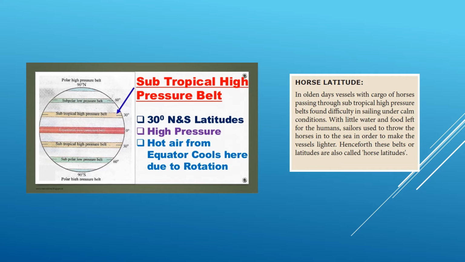In the olden days, this belt was also referred to as the horse latitude because vessels with cargo of horses passing through subtropical high pressure belts found difficulty in sailing under calm conditions. With little water and food left for the humans, sailors used to throw the horses into the sea in order to make the vessels lighter. Henceforth, these belts or latitudes are also referred to as the horse latitude.